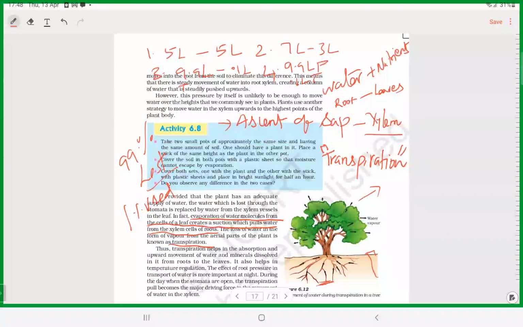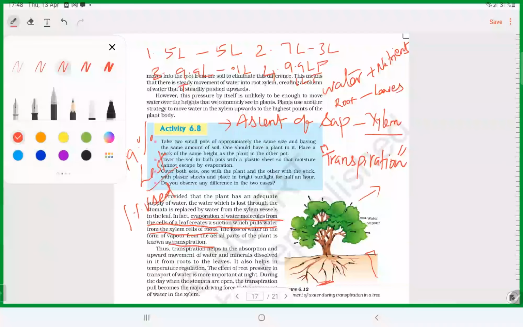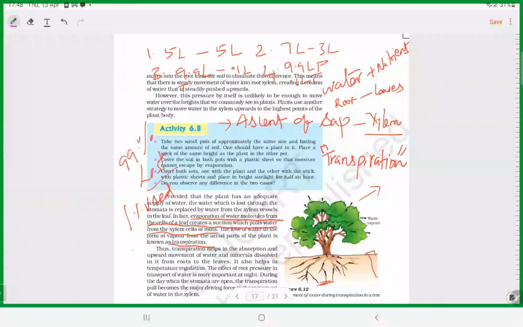So, ascent of sap is bulk transportation which occurs through the xylem. The second thing is called translocation. What is the second process? It is called what? Translocation.